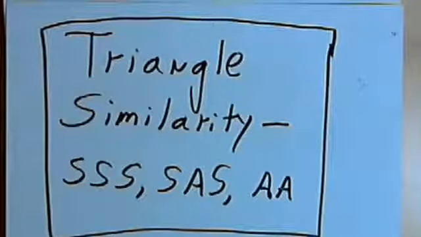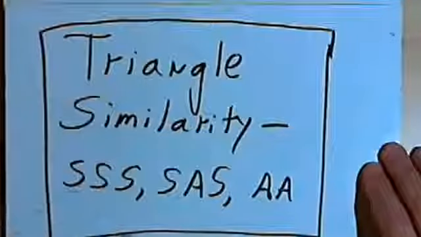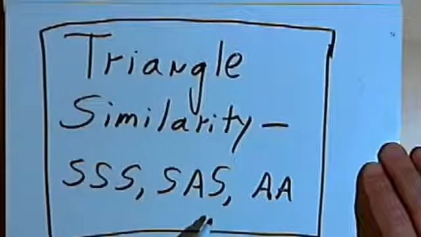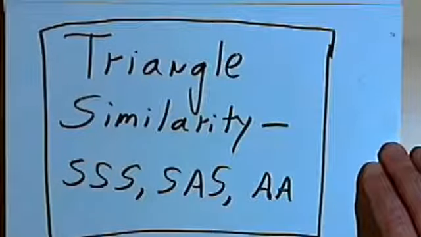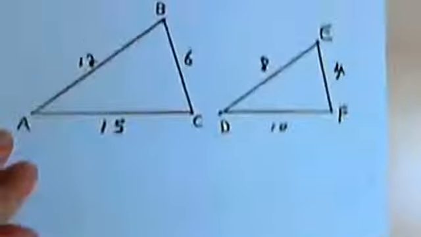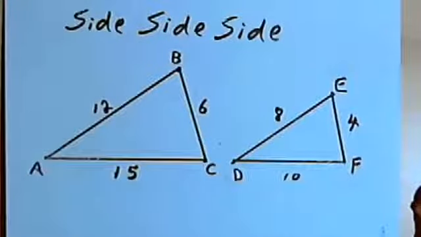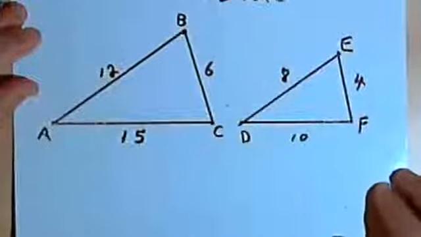And in this video, I'm going to talk about three kinds of triangle similarity: side-side-side similarity, side-angle-side similarity, and angle-angle similarity. Let's start with side-side-side. With side-side-side similarity, we can say that two triangles are similar if the lengths of their corresponding sides are proportional. So let's see what this means.